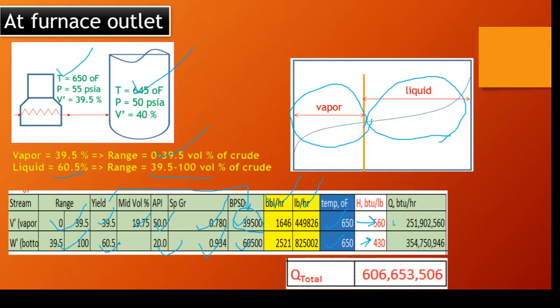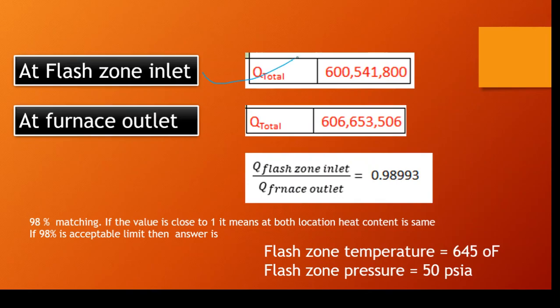After calculating the Q value, this is the amount of heat associated with the vapor, and this is the amount of heat associated with the liquid. Add these two values, and we get the total amount of heat leaving from the furnace outlet. In this way we can find our criteria. We know that at the flash zone this is given, and at the furnace outlet this is given. You just have to find the difference by dividing Q flash by Q furnace. You will get a value very close to 1, that is 0.98, so we can say 98% is matching, not exactly 100%.